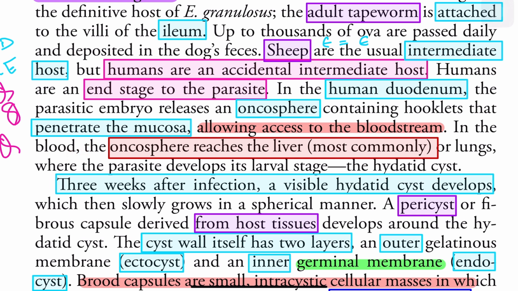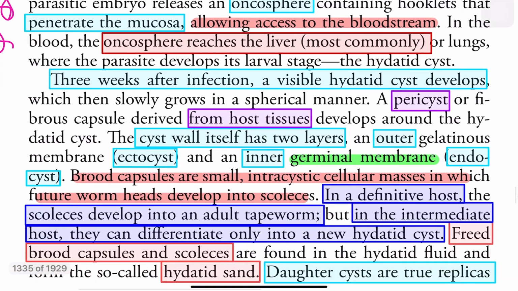So the oncosphere reaches the liver most commonly via hematogenous route. Three weeks after infection a visible hydatid cyst develops, not that important. So that cyst is composed of 3 layers.